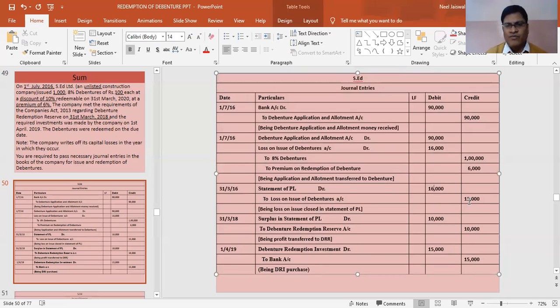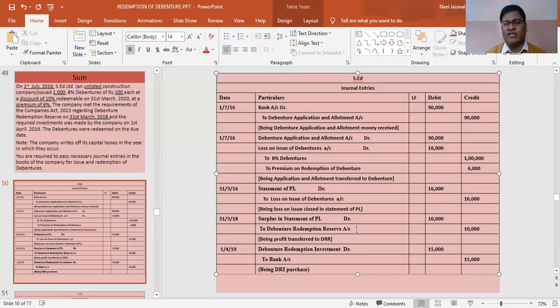Then we have to create DRR. The date they have already mentioned. We need to create DRR because it's an unlisted company. The date they have mentioned is prior to your redemption date, that is 31st March. Surplus in statement of PL to debenture redemption reserve. You have to create 10%.